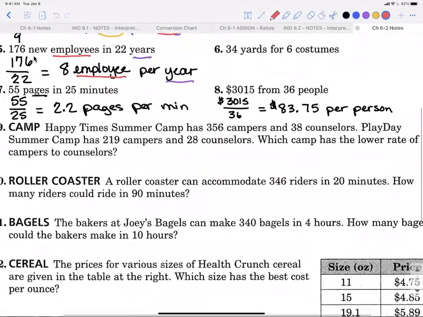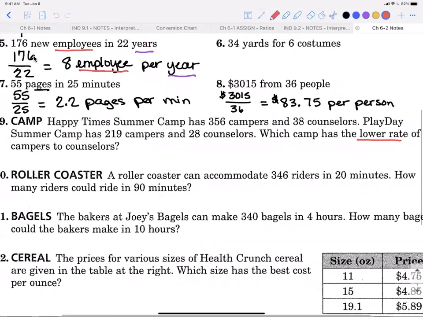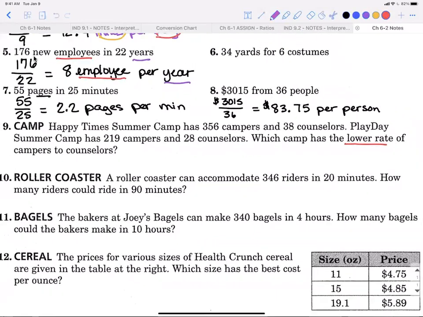It's a story problem. And this is why I printed out your notes, because I did not want you to have to try to write down all these story problems. We've got Happy Times Summer Camp has 356 campers and 38 counselors. Playday Summer Camp has 219 campers and 28 counselors. Which camp has the lowest rate of campers to counselors? Well, to answer that, we have to figure out each one's rate. So first, we're going to do Happy Time in purple.